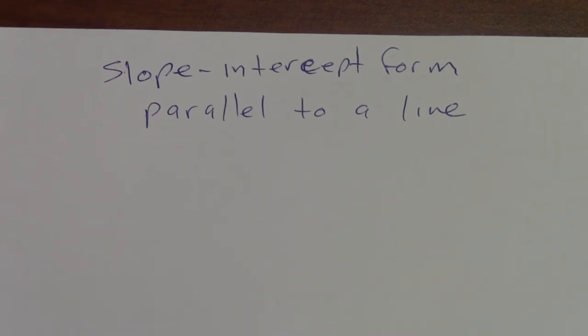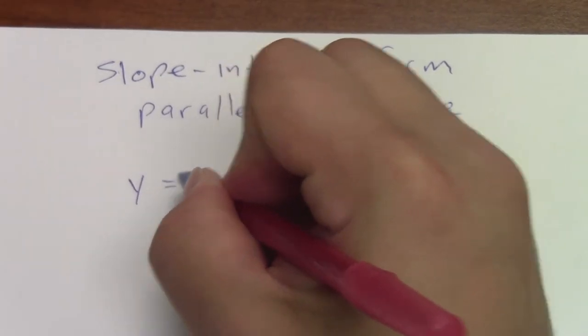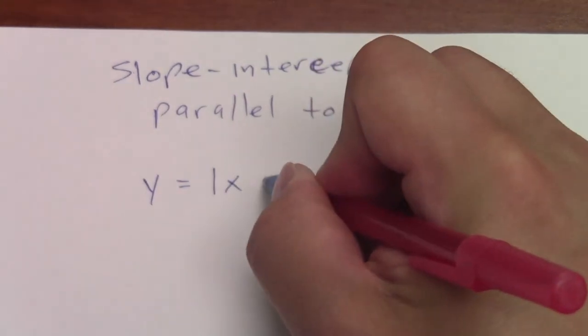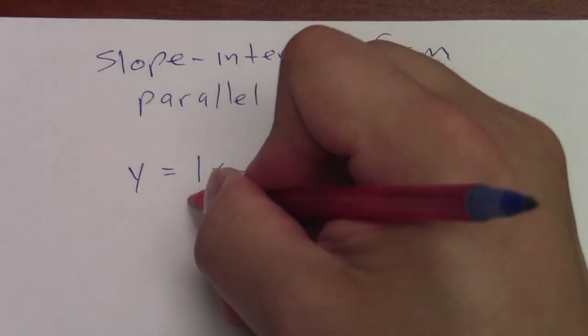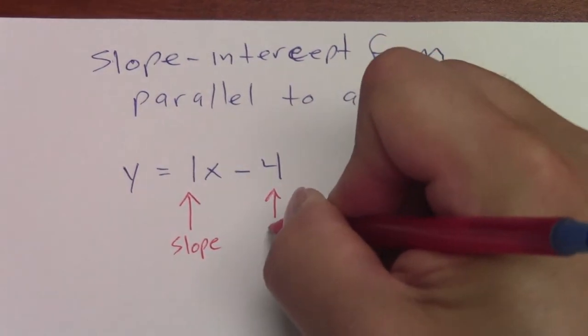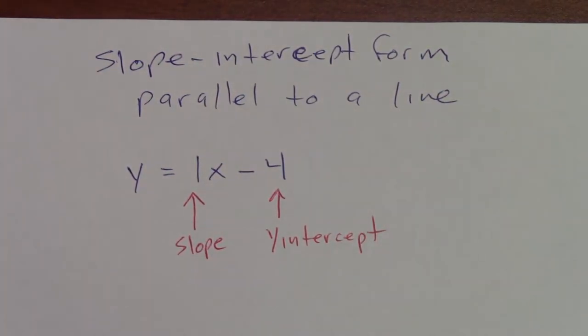Just remember the equation that you're looking for. Remember it's y equals, well, I'll just put a problem in. Y equals 1x minus 4. Remember, this is your slope. This is your y-intercept. All right, that's all we need to know.